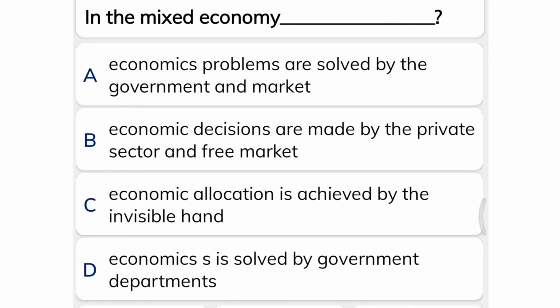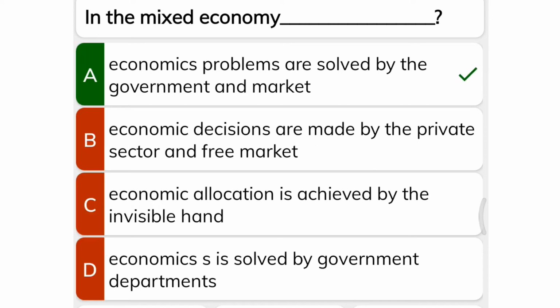In a mixed economy, dash. Option A, economic problems are solved by the government and market. Option B, economic decisions are made by the private sector and free market. Option C, economic allocation is achieved by the invisible hand. Option D, economics is solved by government departments. And the correct answer is option A.